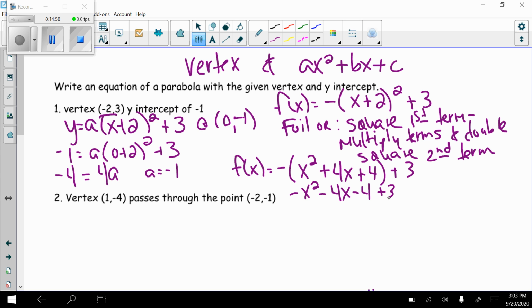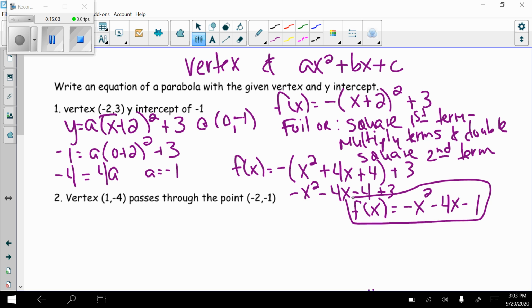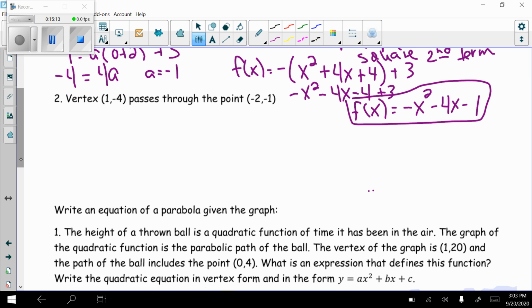So now I just want to combine like terms, so I would have f of x equals negative x squared minus 4x, negative 4 plus 3, minus 1. So there is the ax squared plus bx plus c form. This is the vertex form. We're going to do one more of those, and then that's where we are stopping at day 1 of this lesson. So the vertex is 1, negative 4.